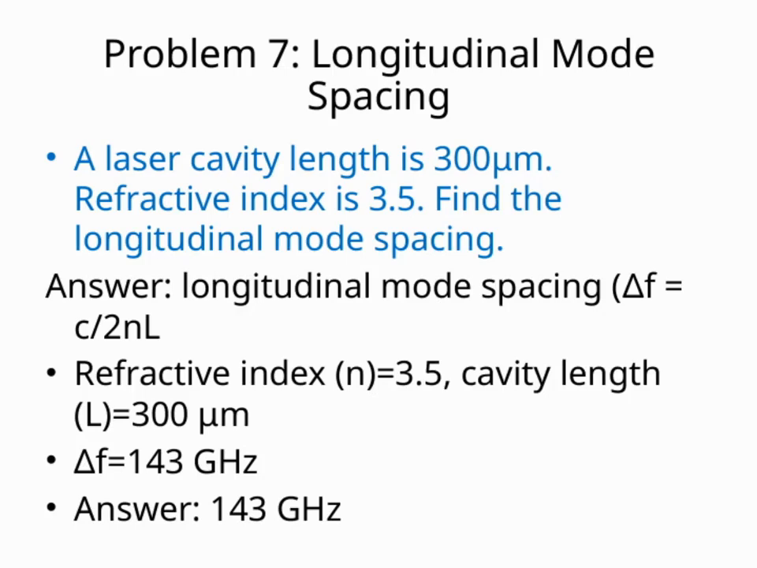Let's look at how to find the longitudinal mode spacing in a laser cavity. We start with a cavity length of 300 micrometers and a refractive index of 3.5. The formula we use is delta F equals the speed of light divided by twice the product of the refractive index and the cavity length. Plugging in the numbers, we get a mode spacing of 143 gigahertz. This tells us how closely the laser modes are spaced in frequency inside the cavity.